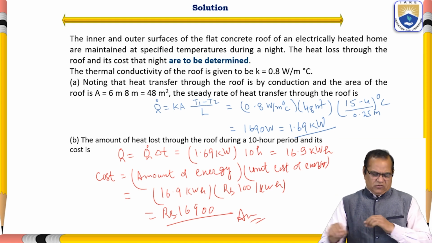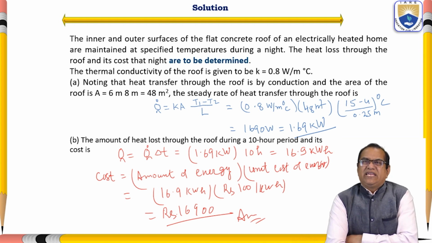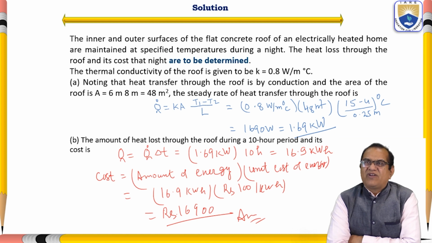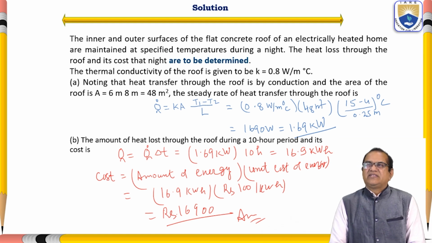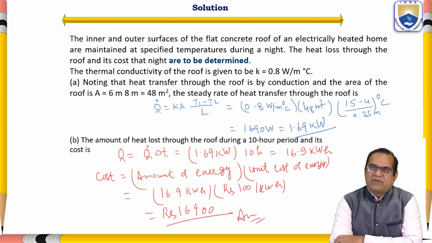So we will go about this. The inner and the outer surface of the flat concrete roof of an electrically heated home are maintained at a specified temperature during a night. The heat loss through the roof and its cost that night are to be determined. So these two things we have to determine.